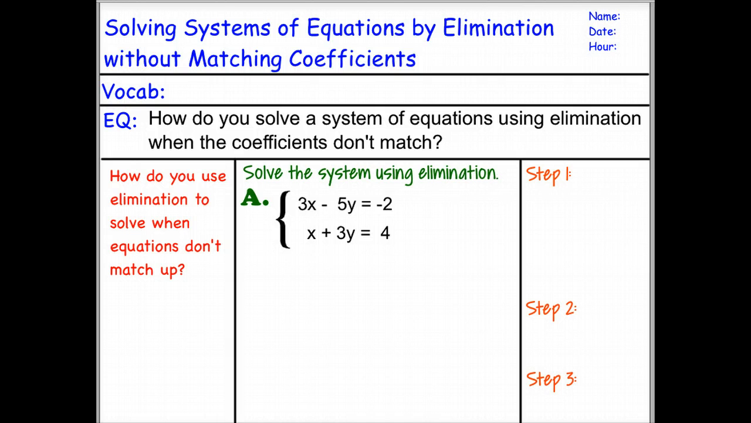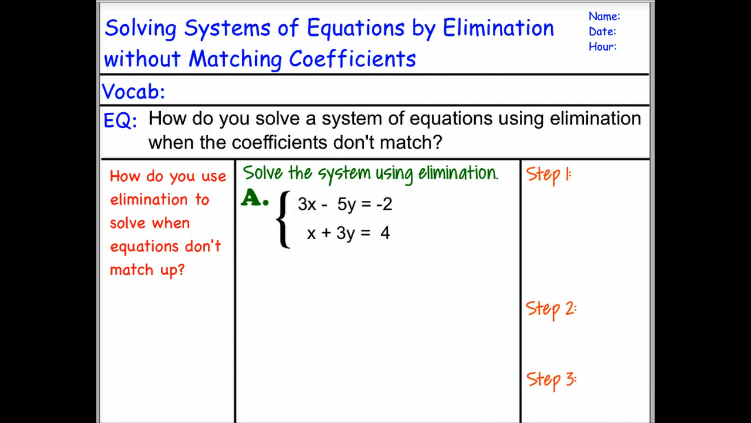Hello, and the last time that we met, we looked at solving systems using elimination, but they were problems where you could easily either add the two equations together and get one variable to drop out, or all you had to do was multiply one equation by -1 and one variable would drop out. As you can see today, that is not the case.